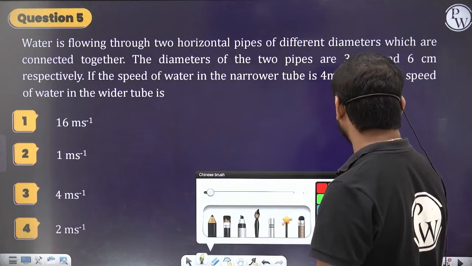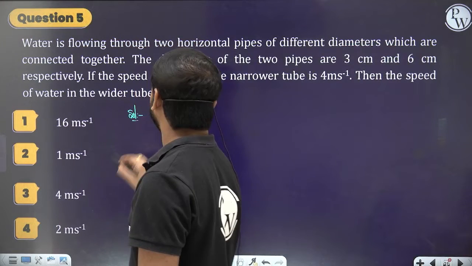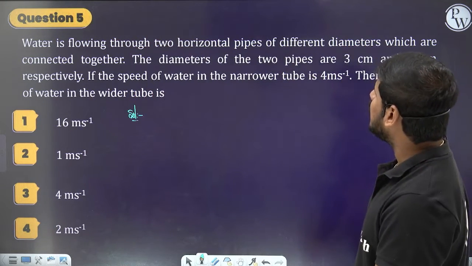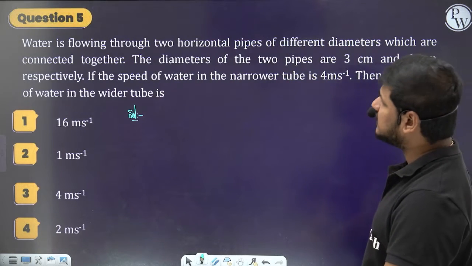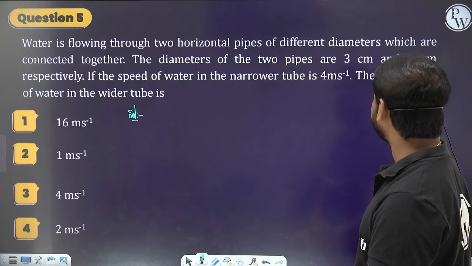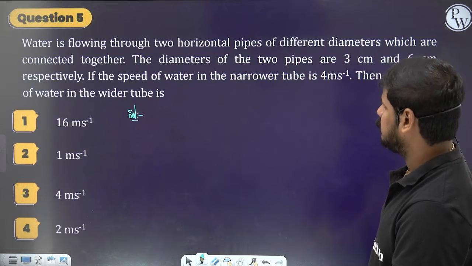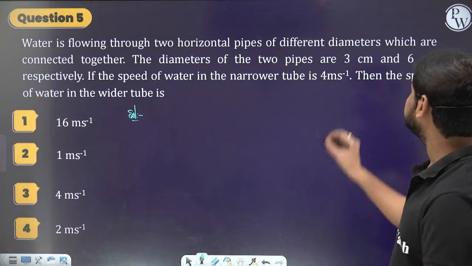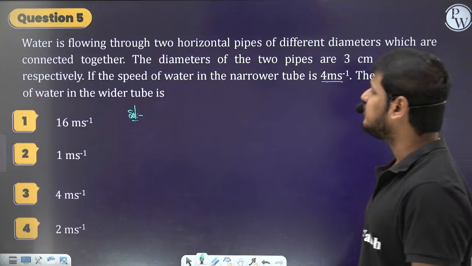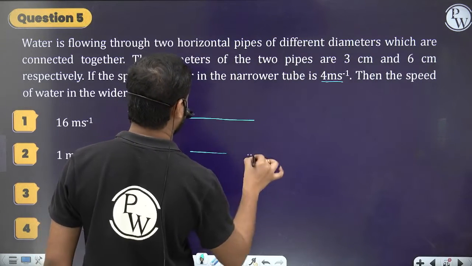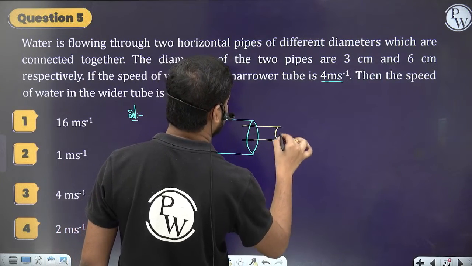Now we have got one question. Let's try this question on your own, everyone. Water is flowing through two horizontal pipes of different diameters which are connected together. The diameters of the two pipes are 3 centimeters and 6 centimeters respectively. If the speed of water in the narrower tube is 4 meters per second, and the speed of water in the wider tube is, see here, this is a wider tube and this is a narrow tube. They both are connected like this.